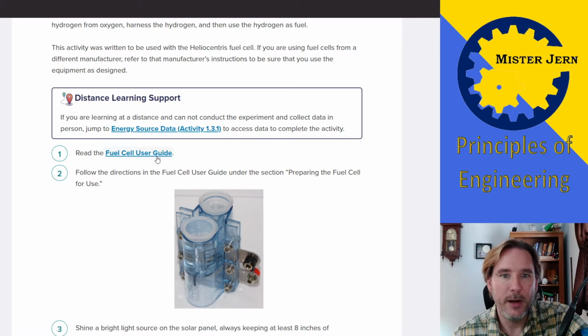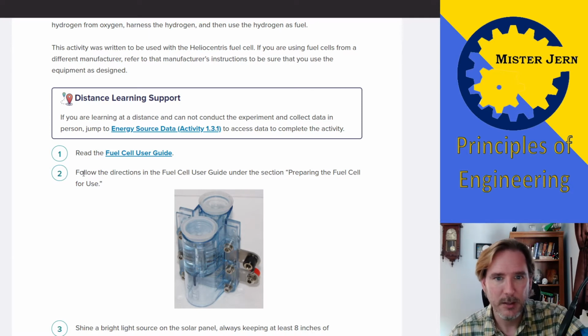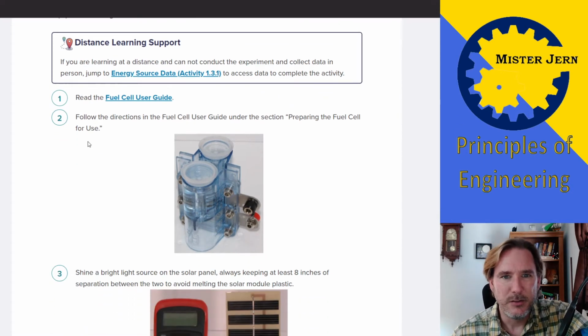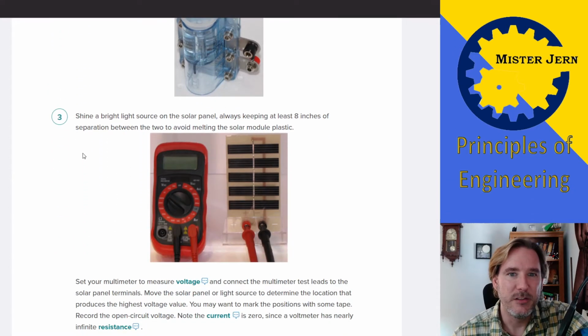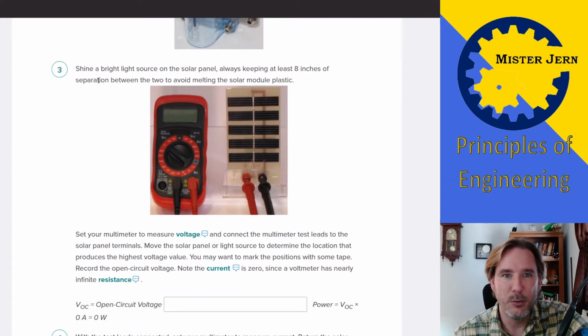So step one, read the cell user guide. When we do use it, there are definitely some precautions we need to take with it. They're fairly delicate. So this is something you want to familiarize yourself with, although it won't be all that useful here. Pretty much you can just follow along with the directions. So make sure you can imagine what's going on. The pictures are pretty useful.